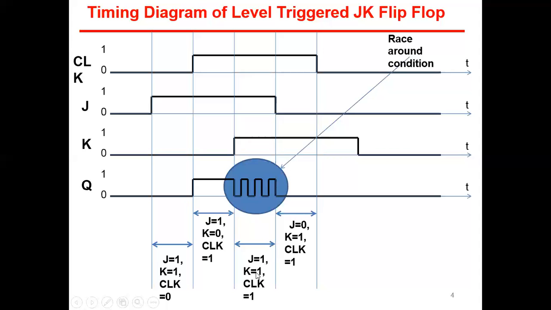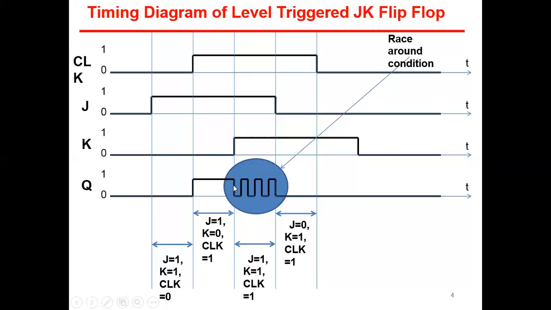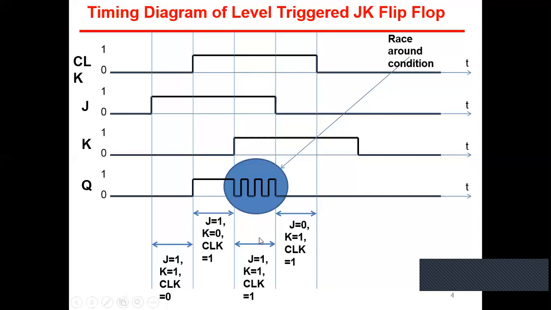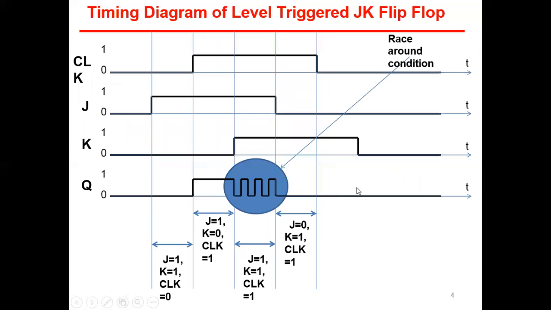Now next J equal to 1, K equal to 1, clock equal to 1. So every time it performs one kind of race condition: once Qn is active, once Qn bar is active, once Qn is active, once Qn bar is active. So it is called race around condition. And last J equal to 0, K equal to 1 and clock equal to 1, so it resets the value. It means it is once again set to 0. This is the simple clock diagram of race around condition.